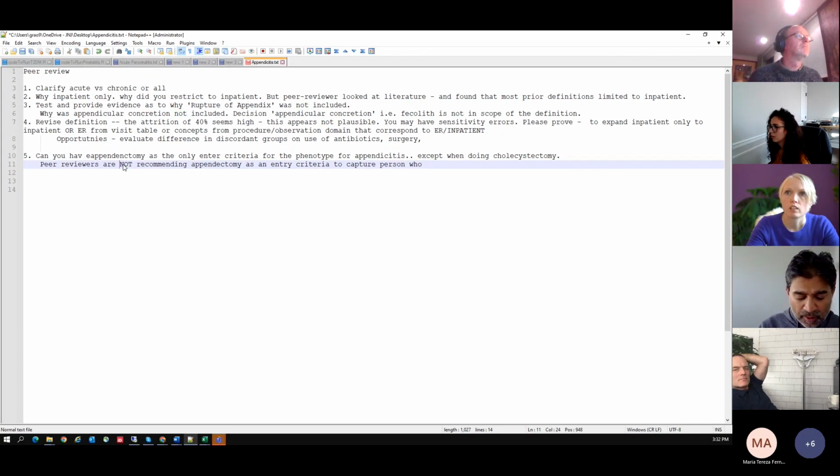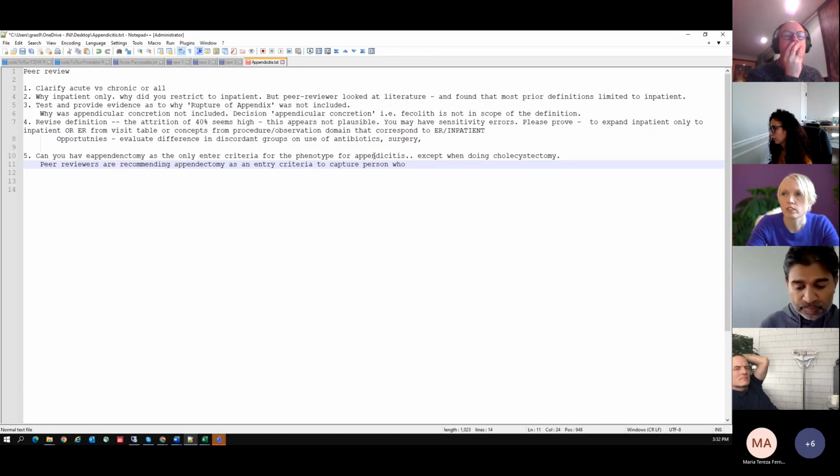So, are you guys recommending or not recommending? I could do an experiment to look at the profile of people who have appendicectomy but do not have the code of appendicitis. We can compare people who have appendicectomy and the code of appendicitis, and people who have appendicectomy and do not have the code, and see if those two populations are discordant or not. Sure.